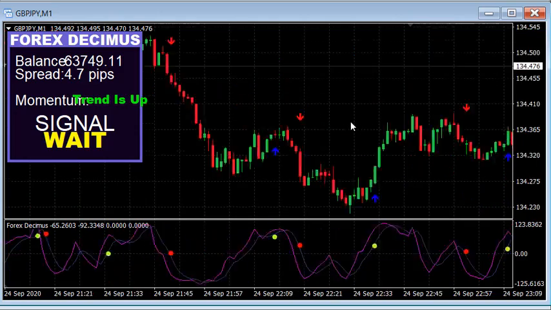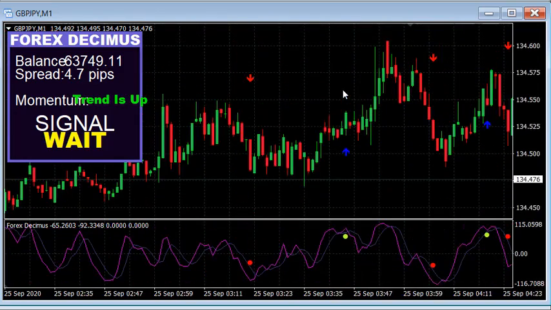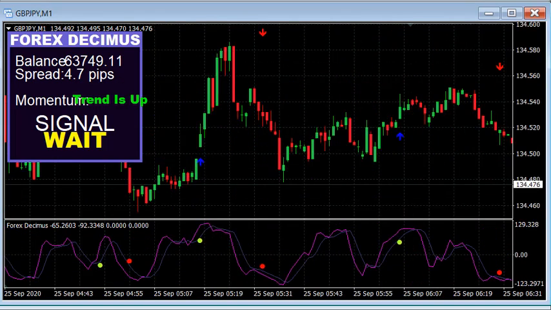But with a 1 minute chart, you're going to get a lot of buy and sell candles in a short period of time, and you're going to have to keep track of the trend to make sure that you're not trying to trade against the trend.